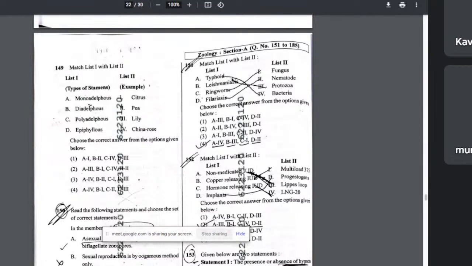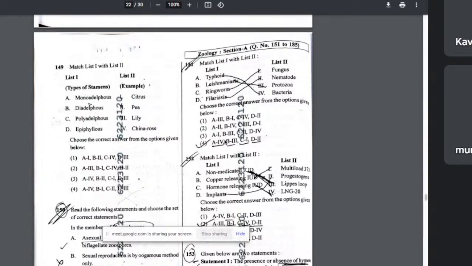We know that typhoid is a bacterial organism caused disease. So A has to be 4. Based on that option, we have only one option, which is the fourth option: A4, B3, C1, D2. So just by knowing that typhoid is caused by bacteria, you will be able to shortlist this particular answer.